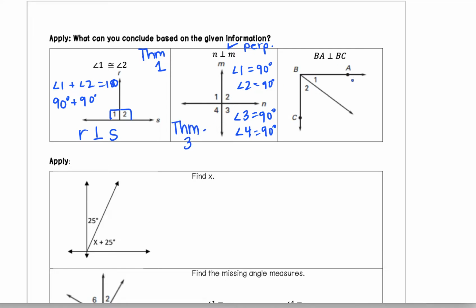And in our last one in this box, we have line AB is perpendicular to line BC. That tells us that they are intersecting at a right angle. So what we can conclude with that is that angle 1 plus angle 2 will have to equal 90. These two angles are complementary to each other, and this was from Theorem 2 above.